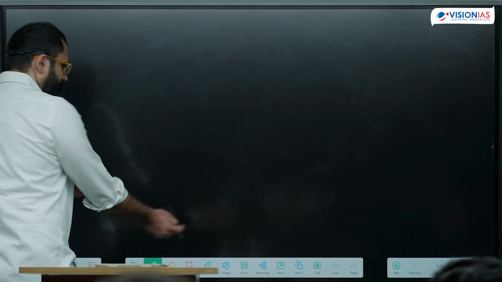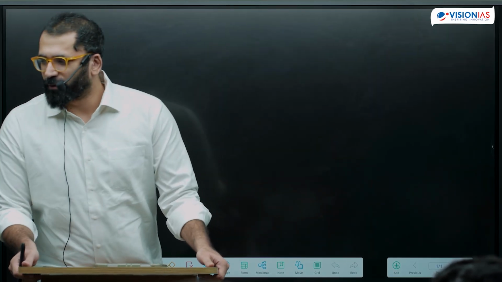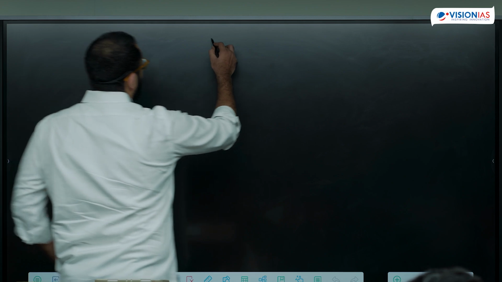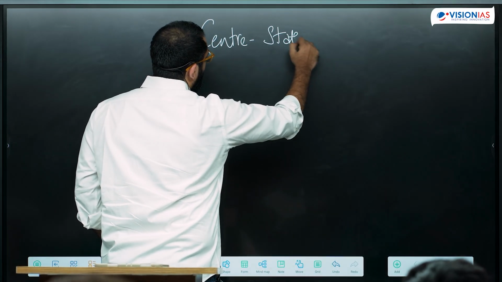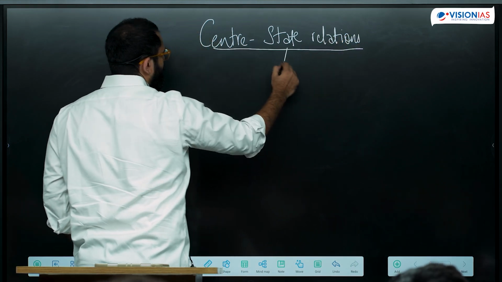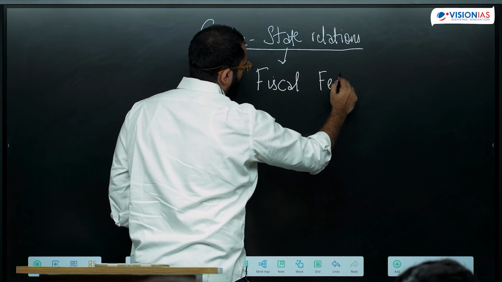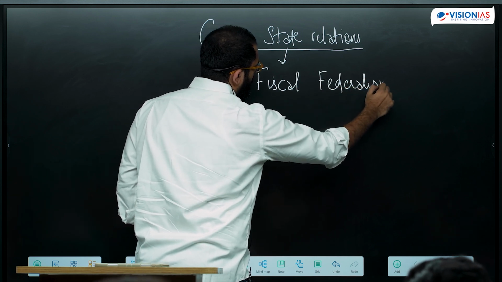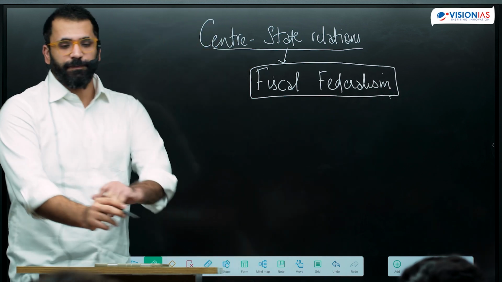There are 3 topics we'll discuss: the semiconductor mission, center-state relations, and one more, the middle income trap, World Bank. So we'll start with the first, the center-state relations, specifically the fiscal relations, something called fiscal federalism.